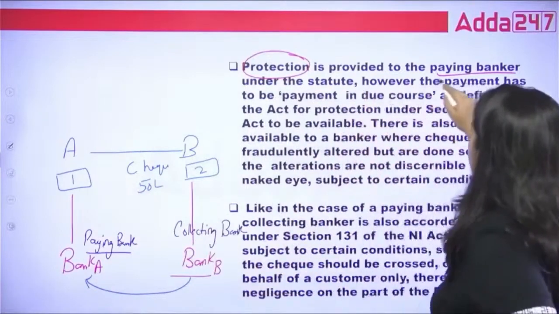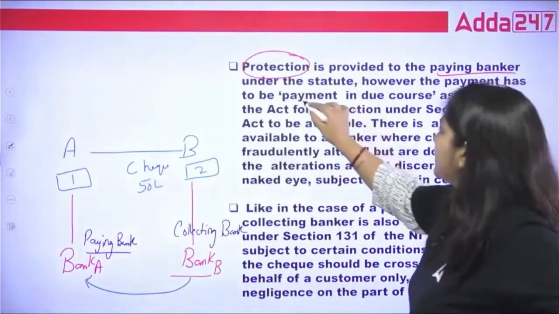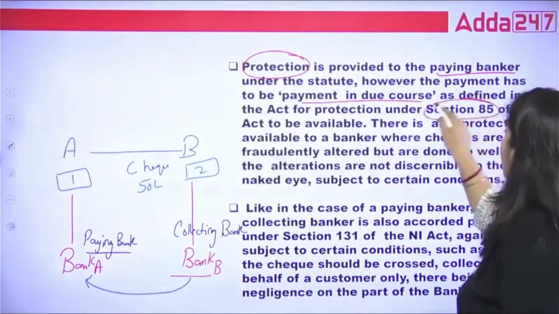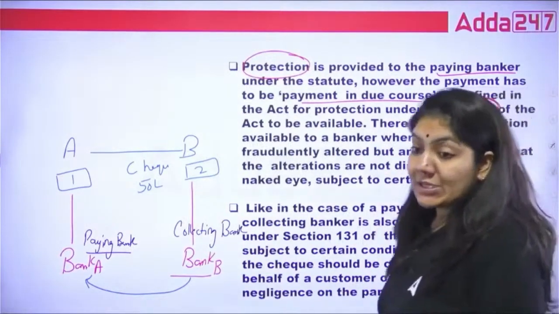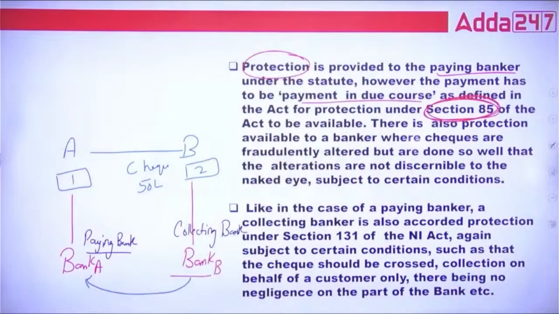So protection is provided to the paying bank under the statute, however, the payment has to be payment in due course as defined in the Act. This question can be asked: which section provides the protection of the paying bank? That is Section 85. That is important. There is also protection available to the banker where cheques are fraudulently altered but are done so well that the alteration is not discernible to the naked eye, subject to certain conditions.